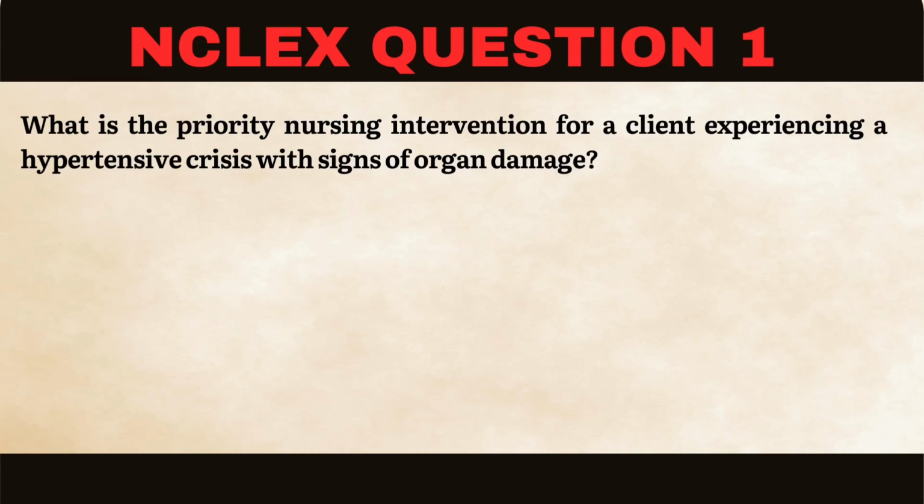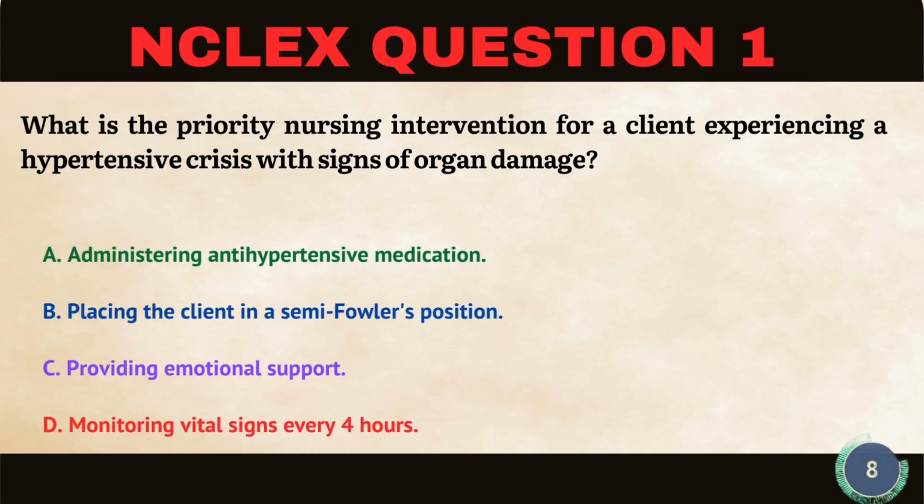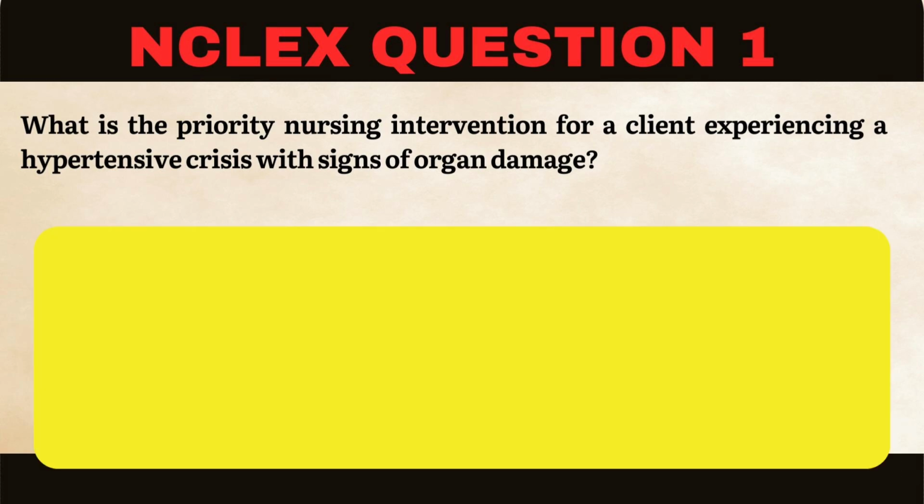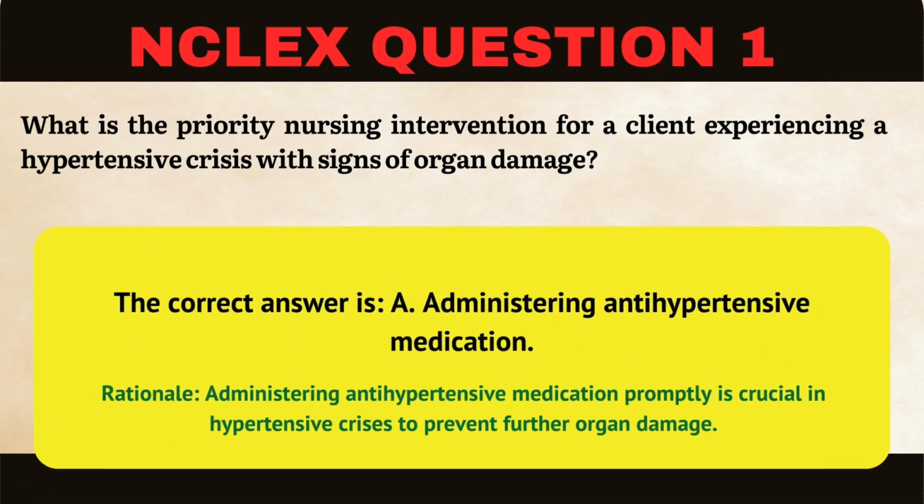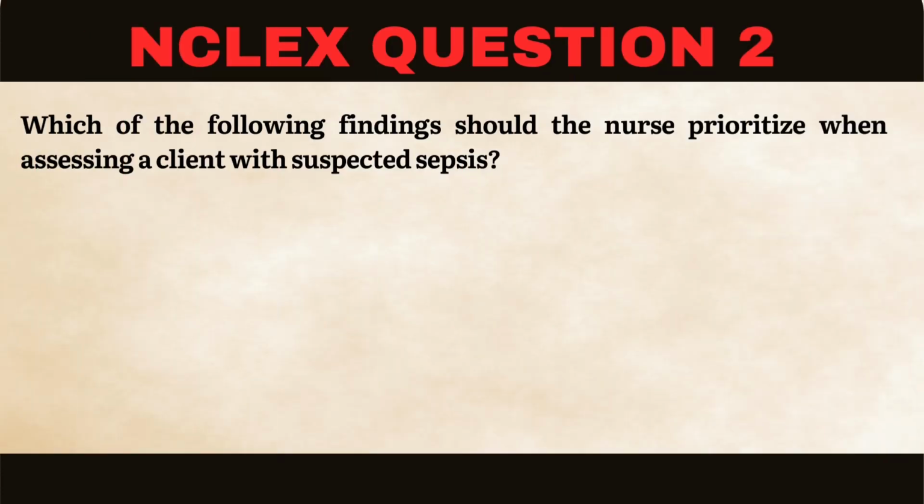What is the priority nursing intervention for a client experiencing a hypertensive crisis with signs of organ damage? A. Administering antihypertensive medication. B. Placing the client in a semi-Fowler's position. C. Providing emotional support. D. Monitoring vital signs every 4 hours. The correct answer is A. Administering antihypertensive medication. Rationale: administering antihypertensive medication promptly is crucial in hypertensive crises to prevent further organ damage.